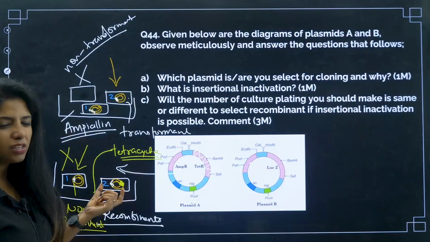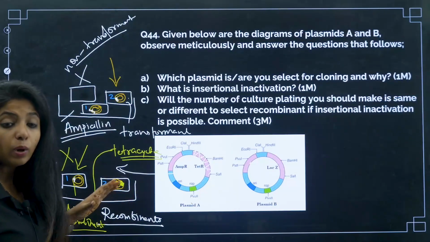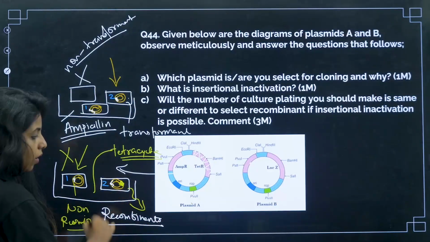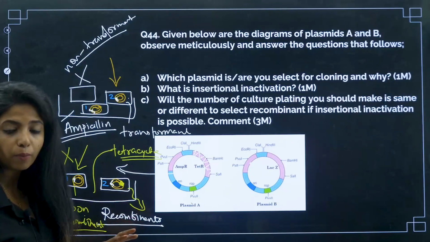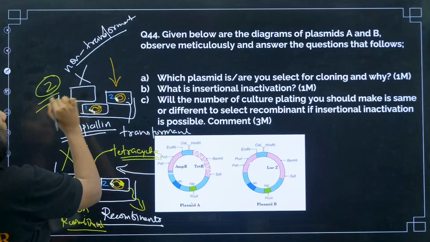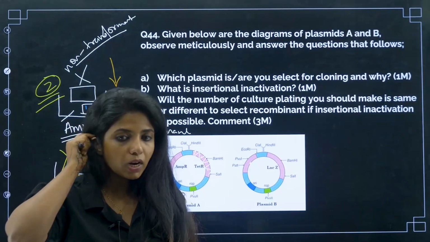One is able to divide, and this one is not able to divide. The one that is not able to divide, that means it is what? A recombinant, my dear children, because it has the gene of interest and it has lost the property of tetracycline resistance. So how many platings do you need? You need 2 culture platings for understanding this.